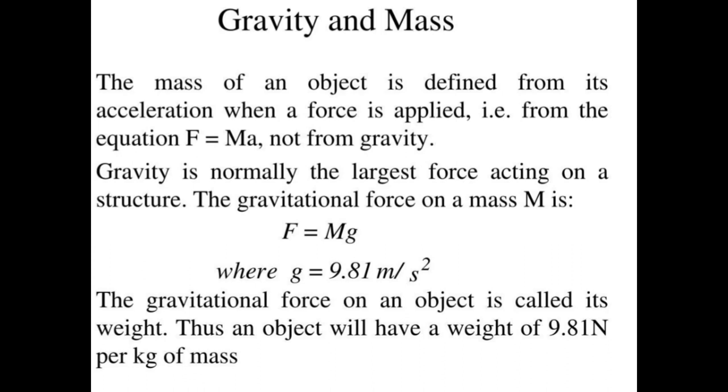It is defined by the formula F = m × g in terms of gravity, where the gravity value g is 9.81 meter per second square, right? The gravitational force on an object is called its weight. Always the weight due to gravity acts downwards. Thus an object will have a weight of 9.81 Newton per kg of mass.